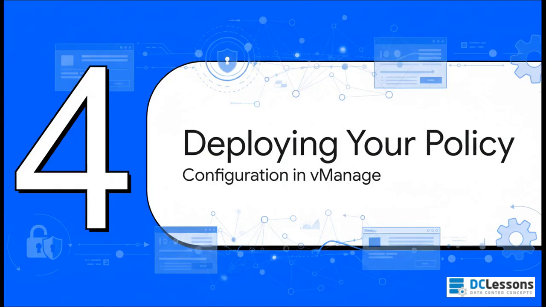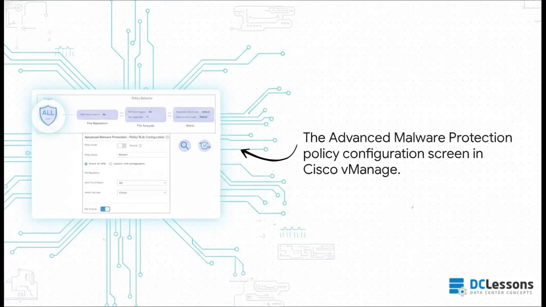Okay, so we've got the concepts down. We know how it works. Now let's switch gears and look at how you actually build the security policy to make all this happen. We're going to head into the Cisco vManage interface. This is pretty much your command center for file security inside vManage. It's all right here on one screen.